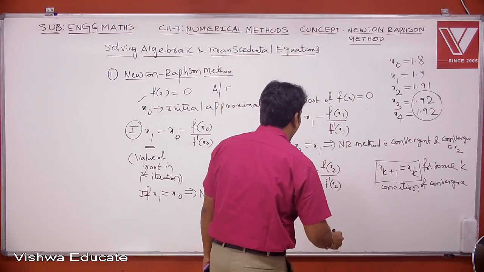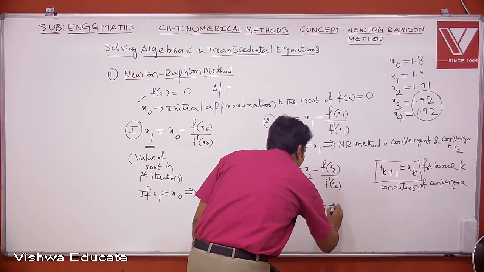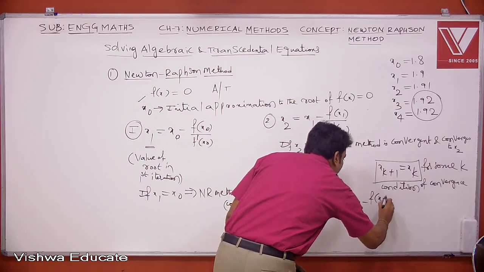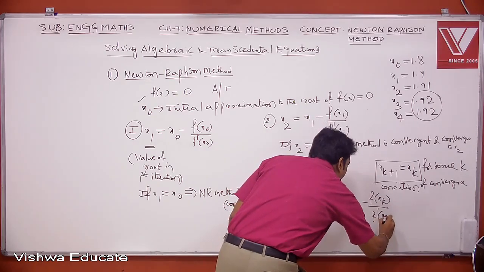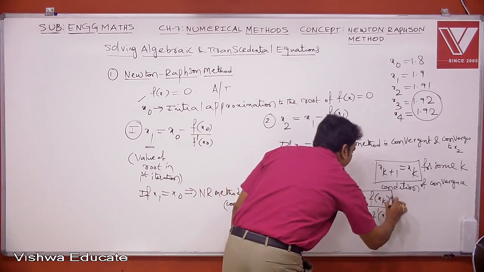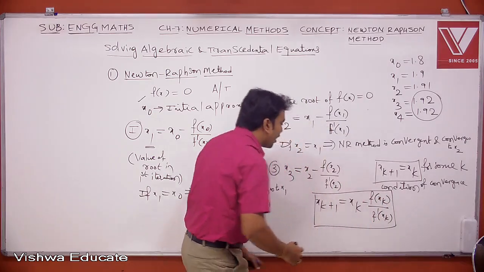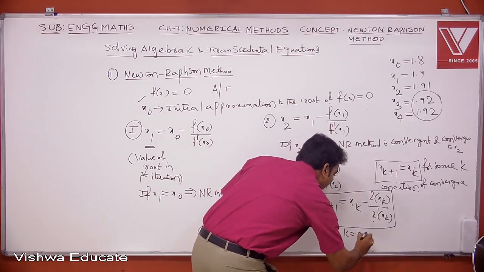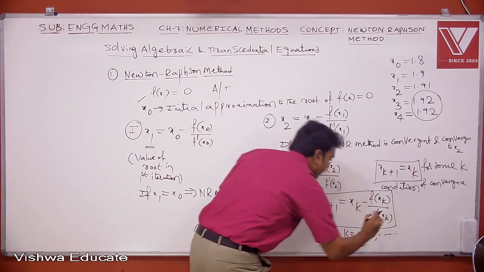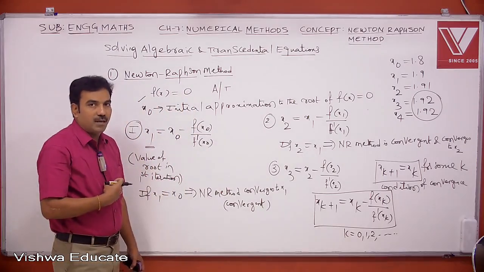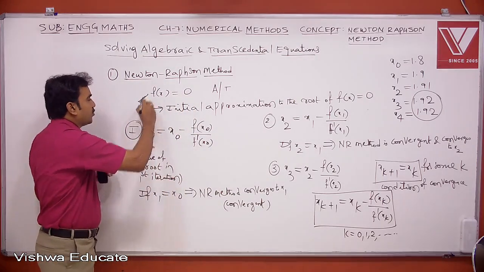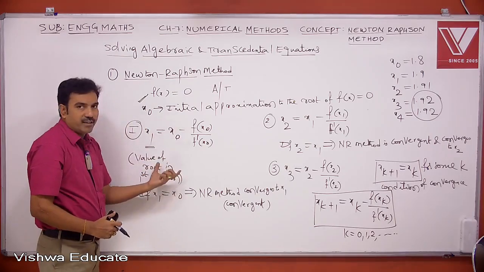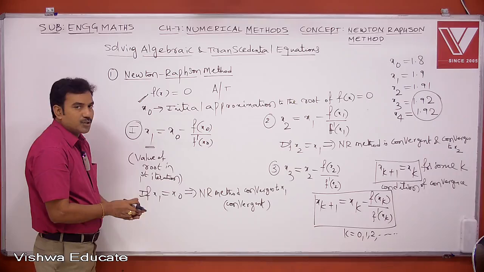Therefore, the general Newton-Raphson formula in the k plus 1th iteration is given by xk plus 1 equal to xk minus f of xk divided by f dash of xk, where k values range from 0 onwards. So iteration starts from 0. This initial approximation will be given in the examination, and based on that you need to find the root. So note these points.